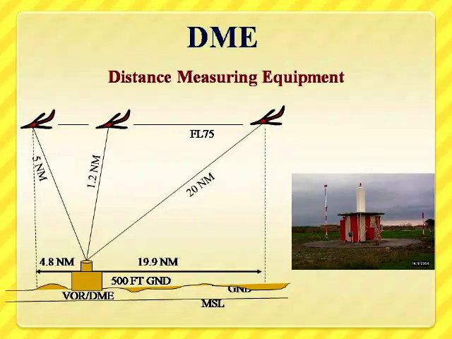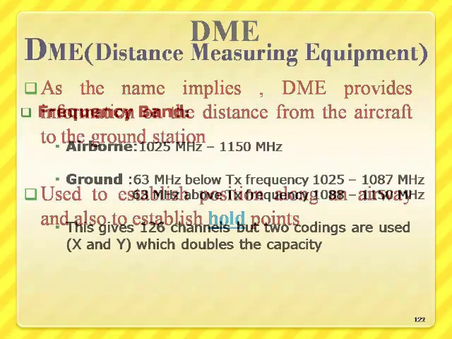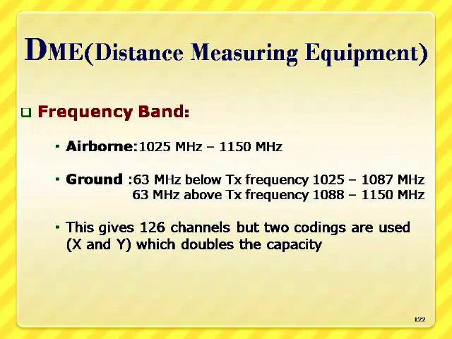So a typical equipment placed at the ground is shown on the right side of this slide. DME provides information on the distance from the aircraft to the ground station. It is used to establish position along an airway and also to establish hold points. The DME operates in the range of 1025 MHz to 1150 MHz.